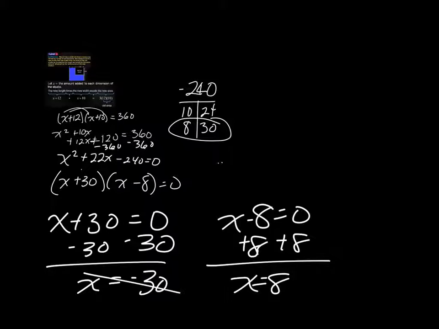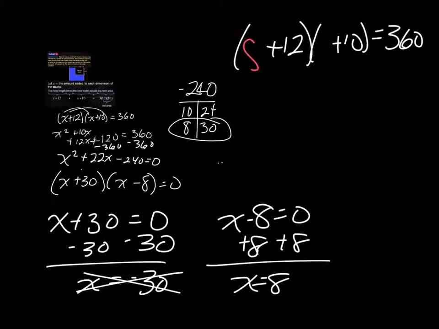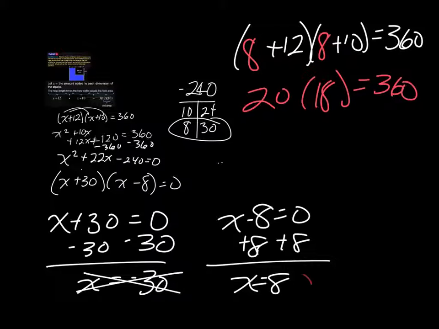Okay, so the only one I need to do for my check step is going back to my original problem to make sure 8 works. So if I put in 8, 20 times 18 is in fact 360. So 8 is my answer for x, but we've got to go back and get the question.